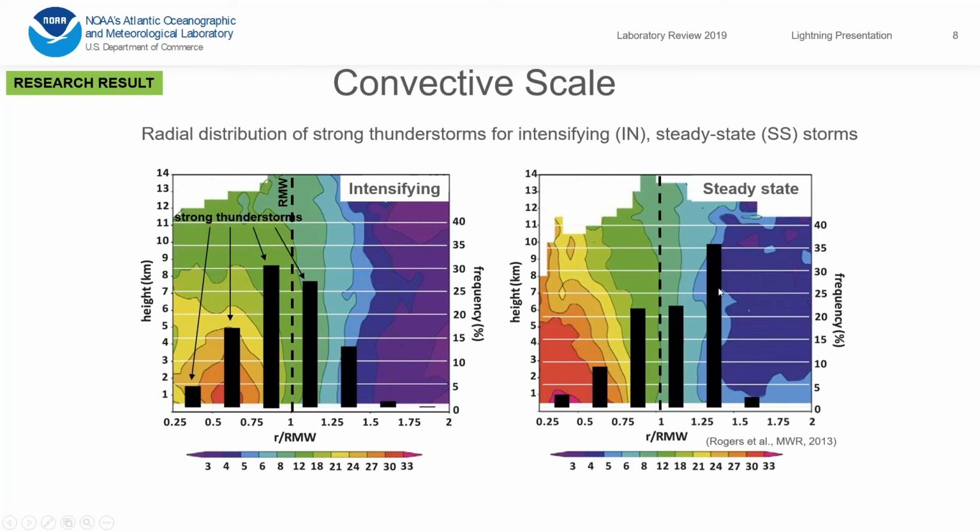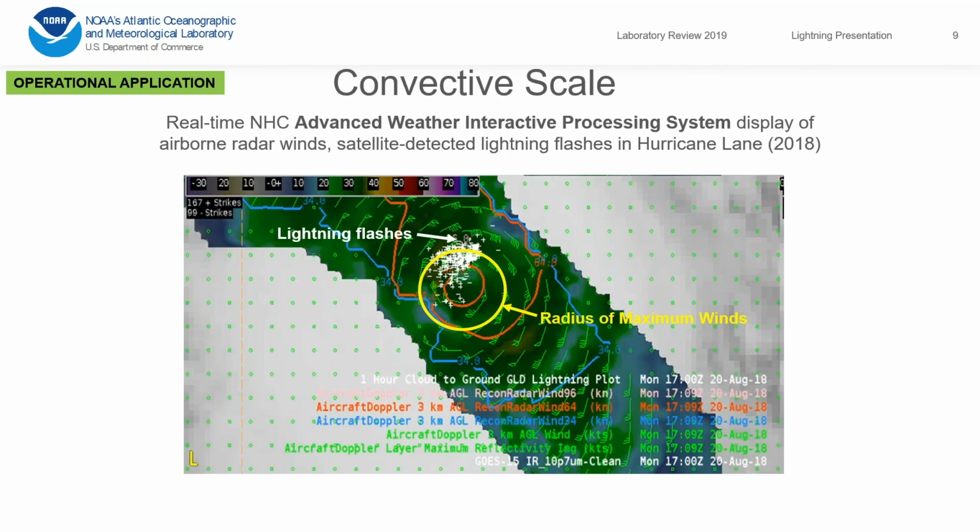So that can be used to maybe have at least some short-term, 6 to 12-hour prediction, perhaps, of the intensity evolution of a tropical cyclone based on that radial distribution of convection. So this is a case of how that information can be applied in real time.